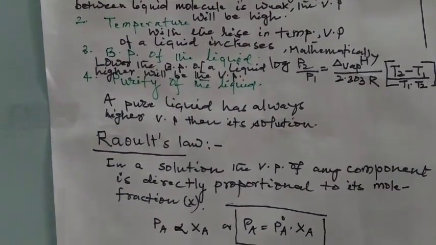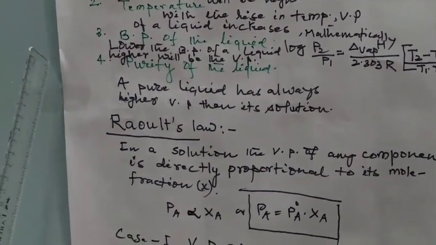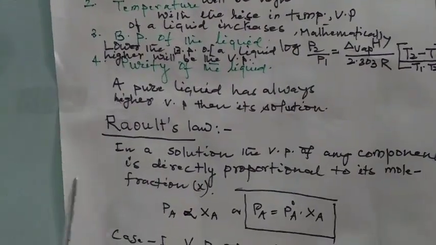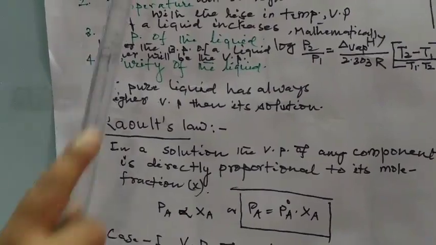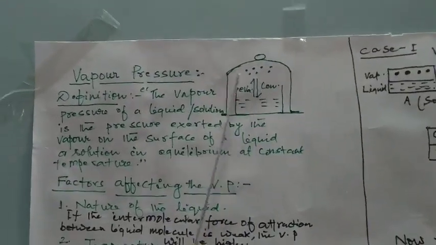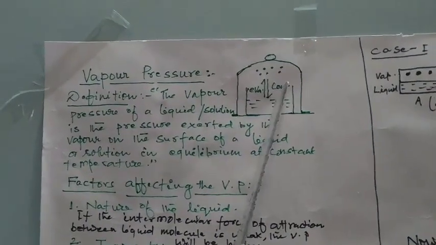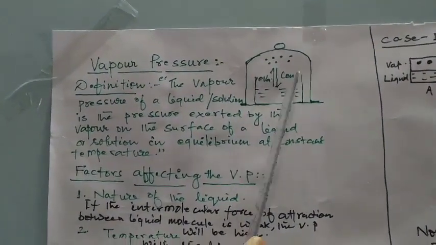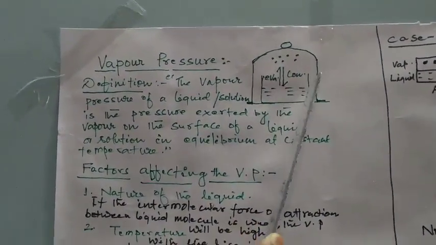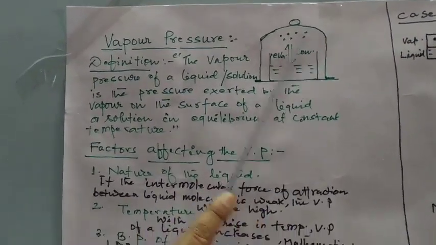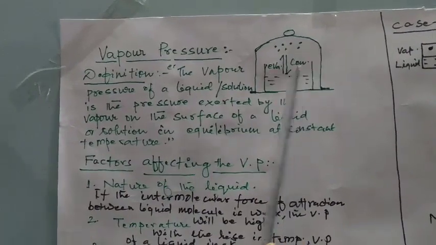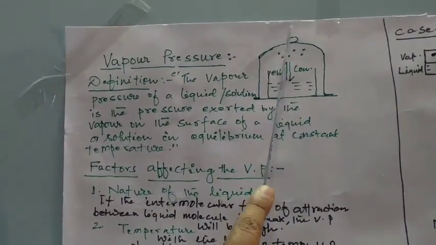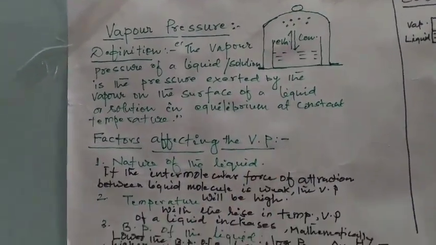And the last factor which affects the vapor pressure of a liquid is the purity of the liquid. So what happens? In a pure liquid, the uppermost layer is occupied by the liquid molecules only. There is no other molecule. So from every point on the surface, vapor will get formed. So it will have high vapor pressure.